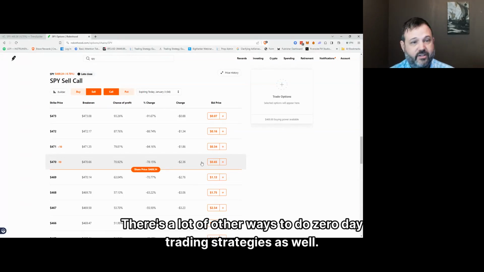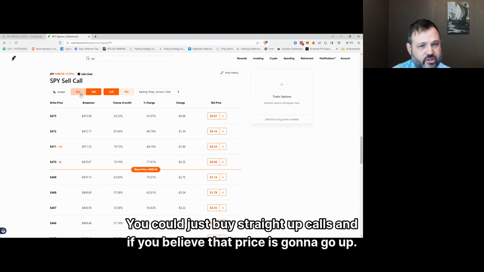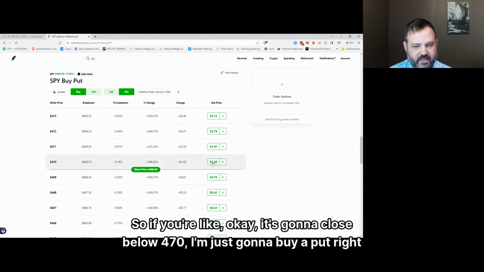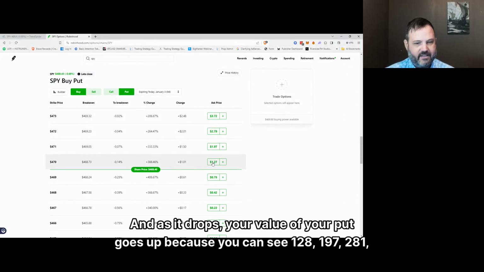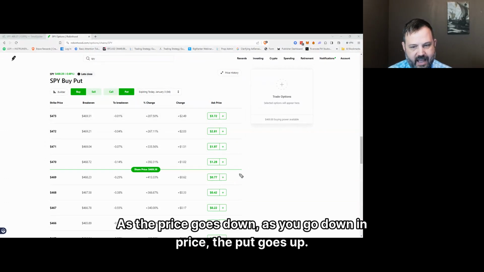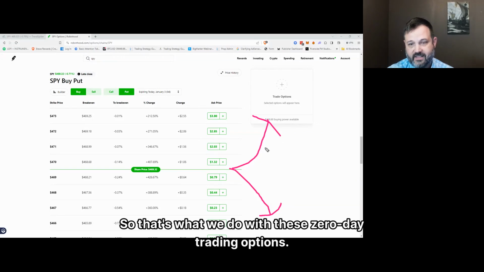There's a lot of other ways to do 0-day trading strategies as well. You could just buy straight up calls if you believe the price is going to go up, or you could buy puts if you believe price is going down, right? So if you're like, okay, it's going to close below 470, I'm just going to buy a put right here, and as it drops, the value of your put goes up, because you can see 128, 197, 281, 372. As the price goes down, the put goes up. Okay, so that's what we do with these 0-day trading options.